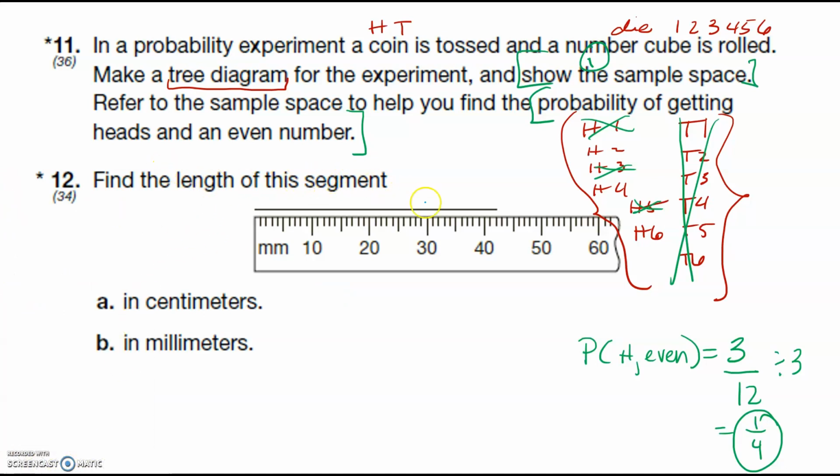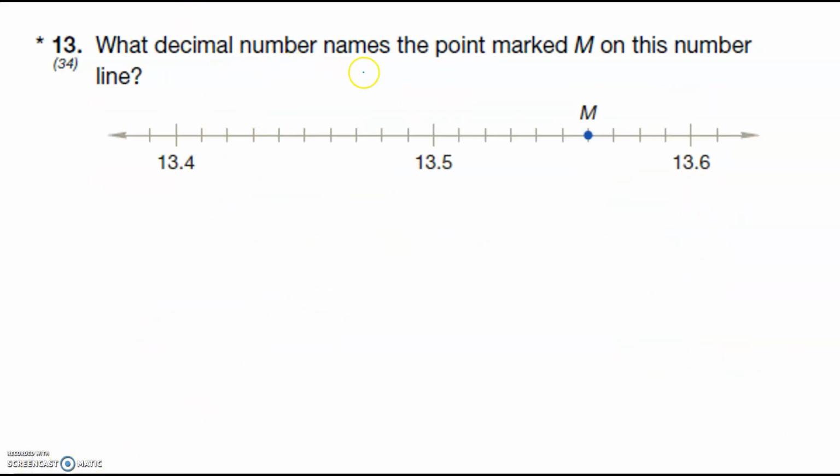Okay, find the length of this segment in centimeters and then in millimeters. So here I have 40, this is 10, oh, this is in millimeters, my bad. So this is 10, 20, 30, 40 millimeters, 41, 42. So this is 42 millimeters, and I know that if I divide by 10, I'll get centimeters. Okay. What decimal number names the point marked M on this number line? Okay, so this is 13.51, 13.52, 13.53. You can see where this is going. This is 13.56. That's the number you're looking for.